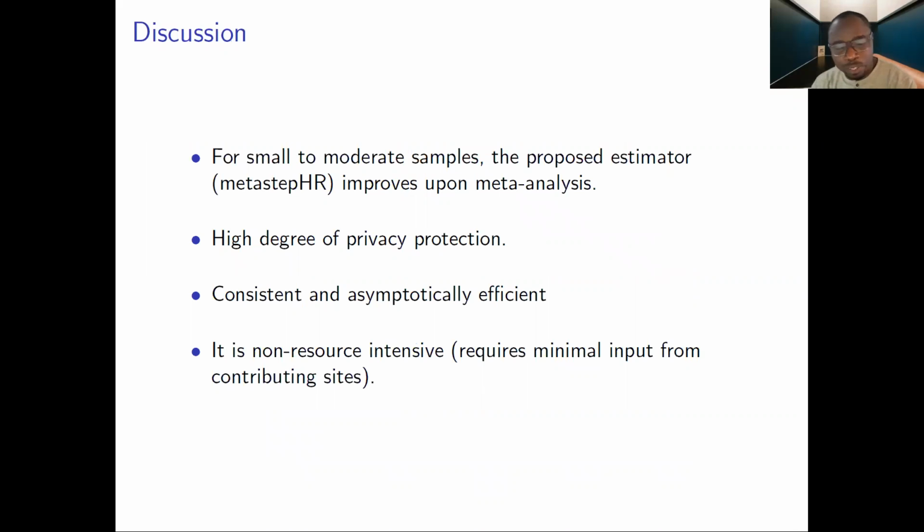So just to give some concluding remarks at the end, the proposed estimator works quite well. For small to moderate samples, it improves over meta-analysis. It still retains the high degree of privacy because we are only working with aggregate values. It is consistent and asymptotically efficient, so it preserves all of the nice properties that we get along with the maximum likelihood estimators that were included in meta-analysis. And it is also non-resource intensive, so minimal contribution is required from the sites that are involved.